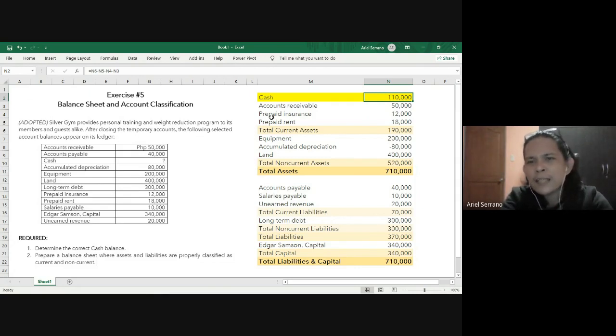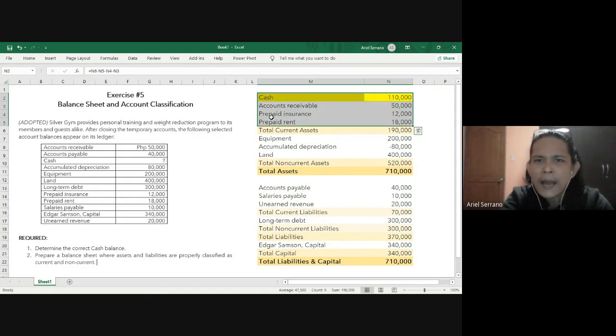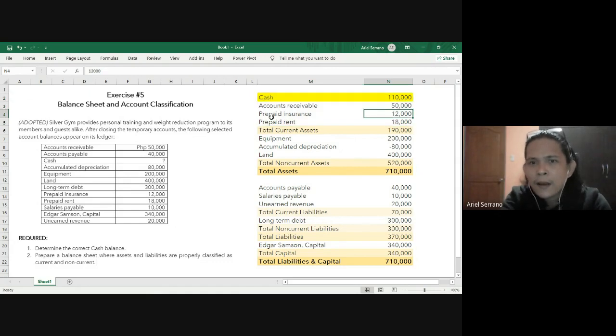Why is our cash balance 110,000? But first, you have to know that these are the four current assets: cash, accounts receivable, prepaid insurance, and prepaid rent.